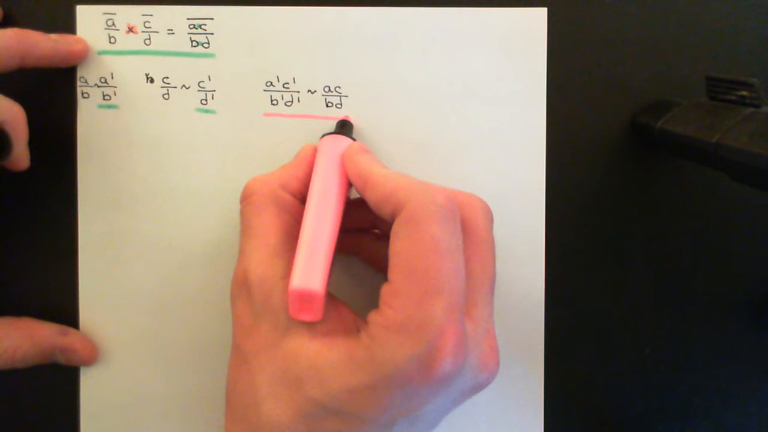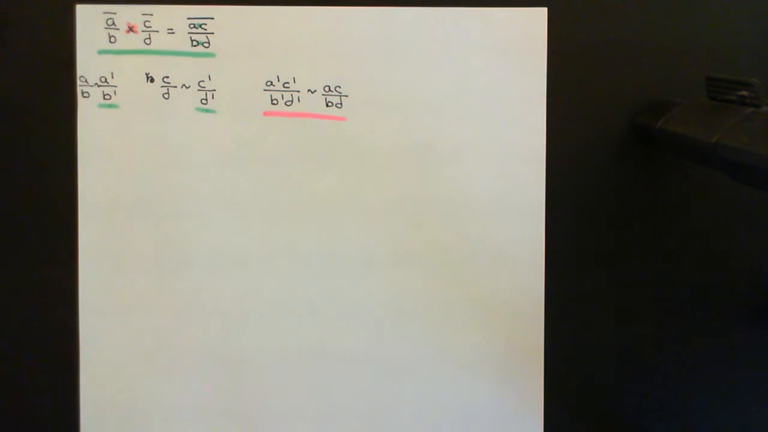If I hand the problem of multiplying two equivalence classes to two different people, we'll get the same answer back again.